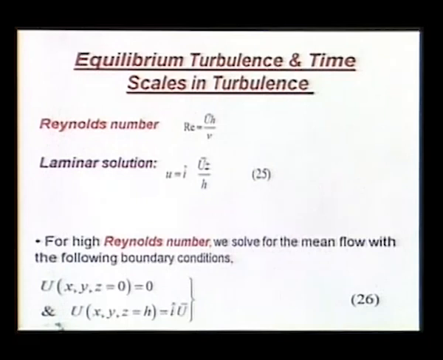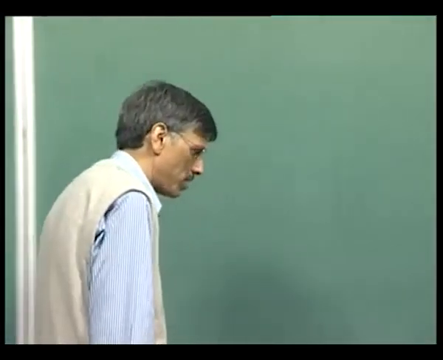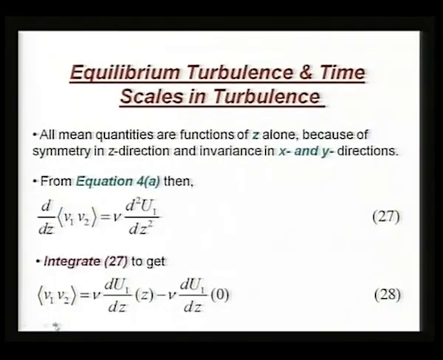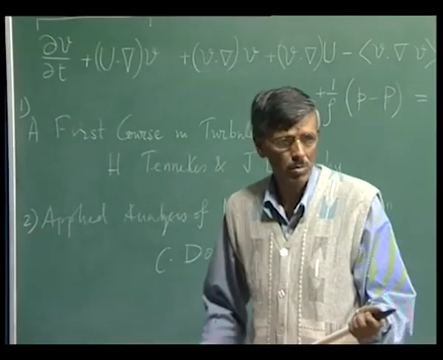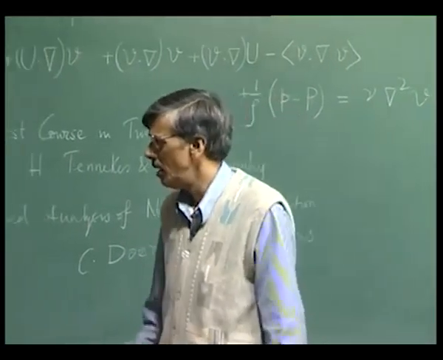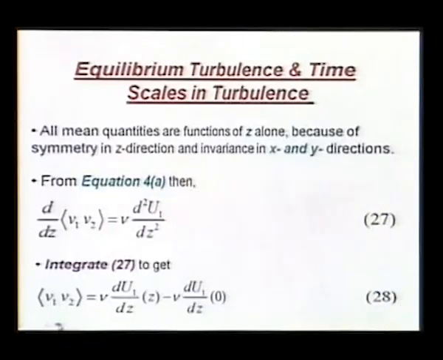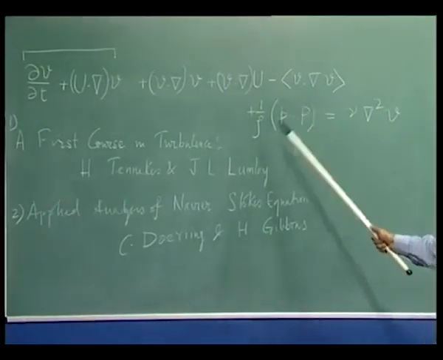Now, if I want to solve for the turbulent flow, we need to apply, of course, these two boundary conditions. Those two boundary conditions are considered to be time independent, even though the flow is turbulent. And as a consequence, all the mean quantities are going to be functions of z alone, because we are talking about a parallel flow, right. We have a perfect symmetry in the z direction, and of course, there is no variance in x and y direction. Then if I write down this equation, I will get this term.